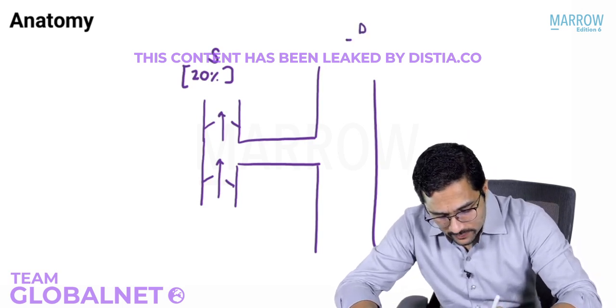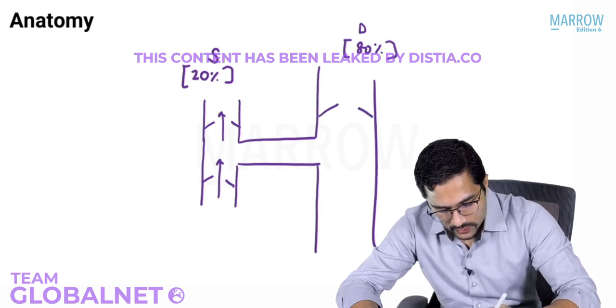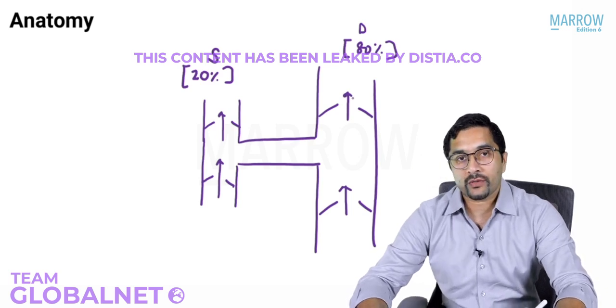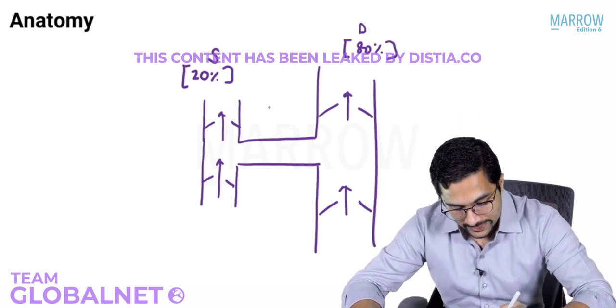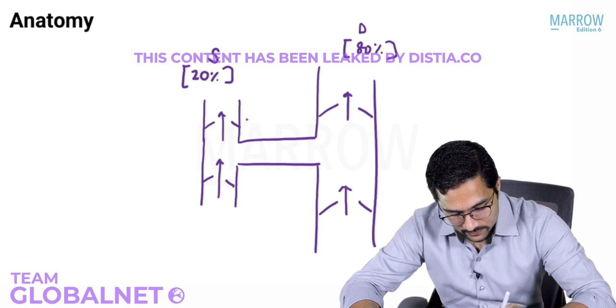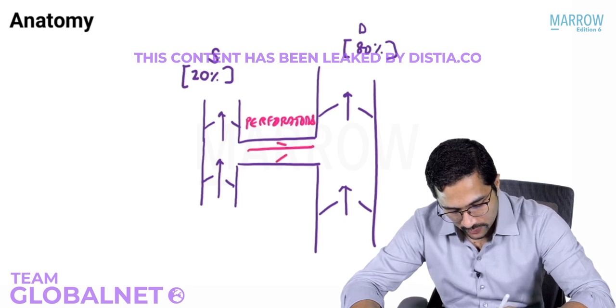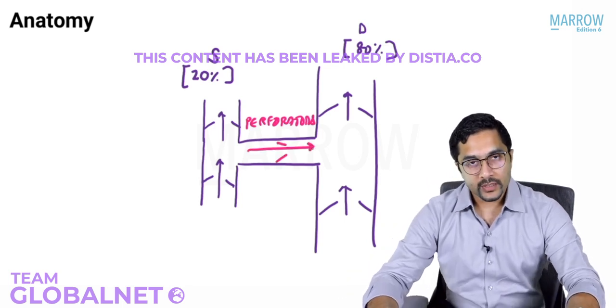In the deep system, 80% of blood flows through the deep system, and the deep system is also guarded by valves, and this also ensures unidirectional flow of blood. Connecting the superficial and the deep system are perforators, and these perforators also ensure unidirectional flow of blood from the superficial to the deep system.